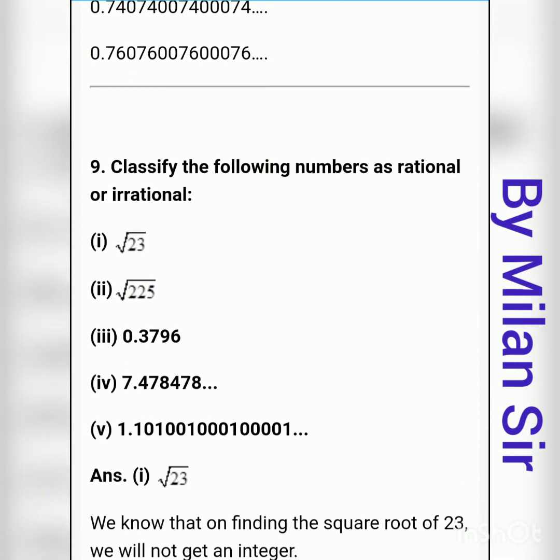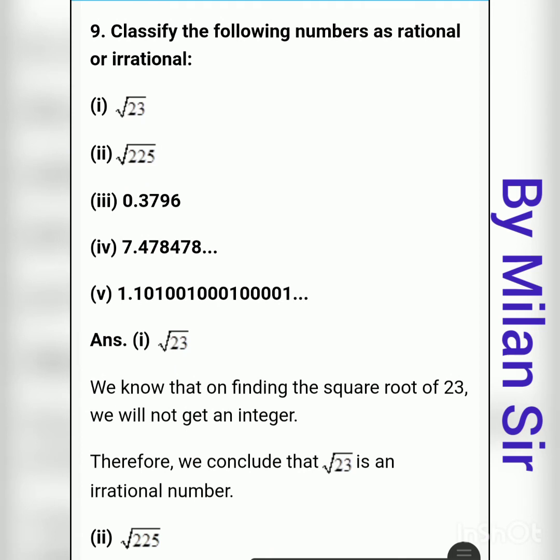Now number 9, classify the following numbers as rational or irrational. So we need to decide here whether the number is rational or irrational. So the first number is under root 23.